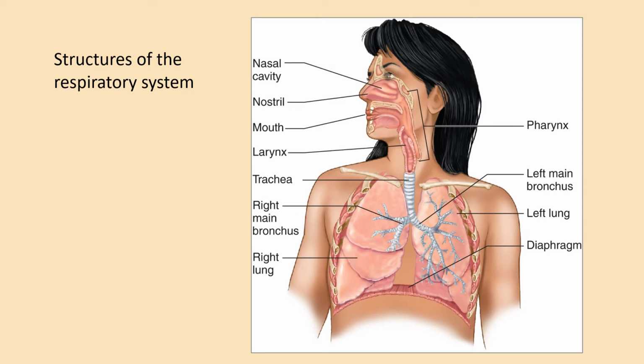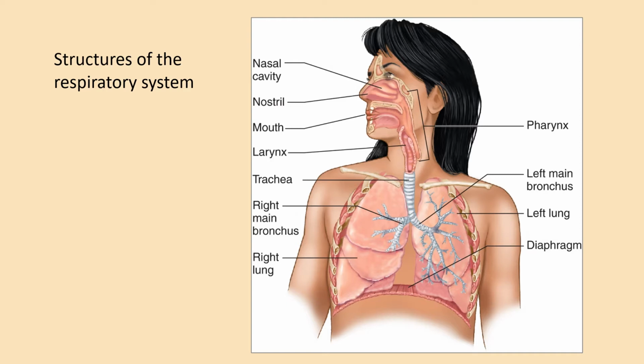So, this is a very simple diagram of the basic structures of the respiratory system. Much of the respiratory system consists of airways, passageways for air. And in the upper respiratory system, we have the nasal passages and we have the oral cavity. Both the nasal cavity and oral cavity connect to the pharynx. And the pharynx is a fancy word for throat.